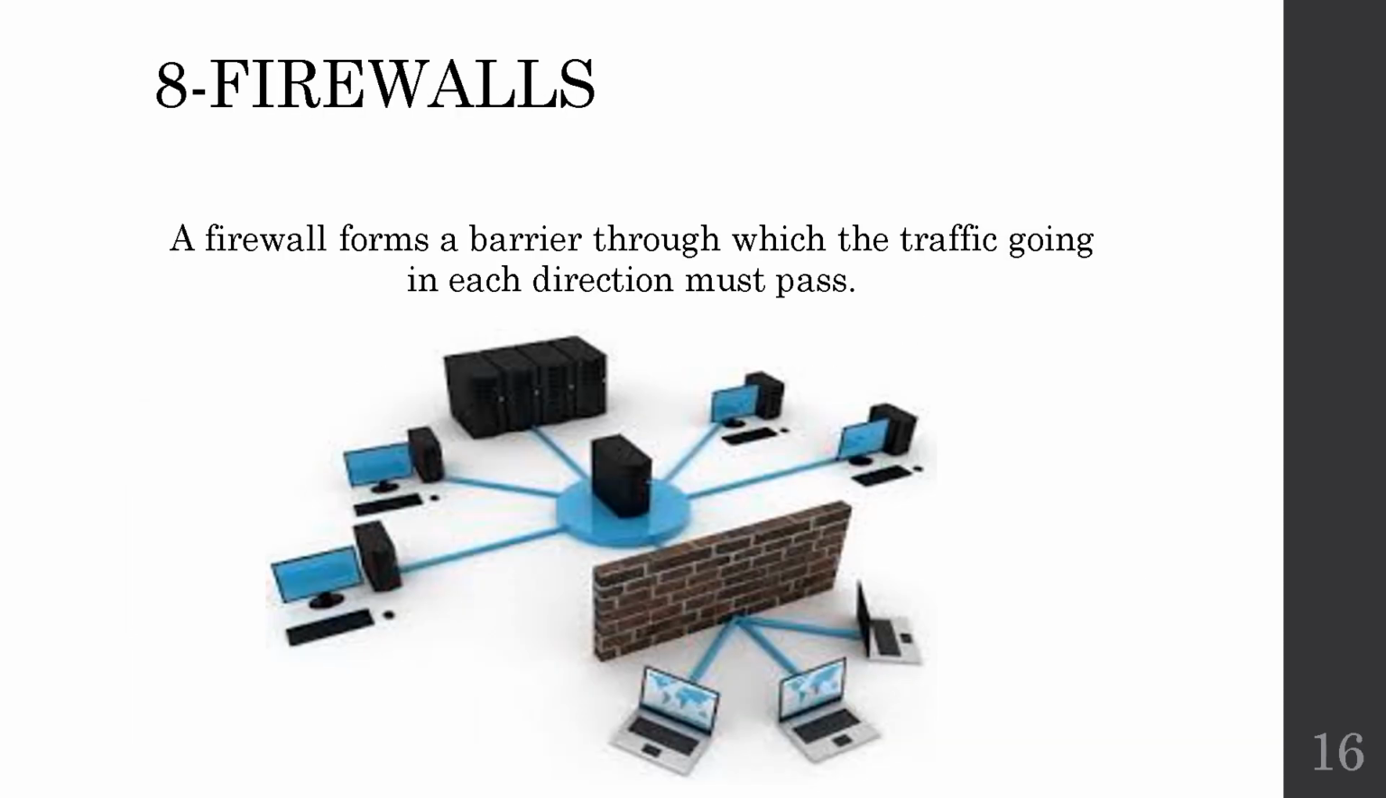Finally, I will be talking about firewalls. A firewall forms a barrier through which the traffic going in each direction must pass. A firewall security policy dictates which traffic is authorized to pass in each direction. Firewalls impose restrictions on incoming and outgoing network packets to and from private networks. Incoming and outgoing traffic must pass through the firewall, and only authorized traffic is allowed to pass through it.